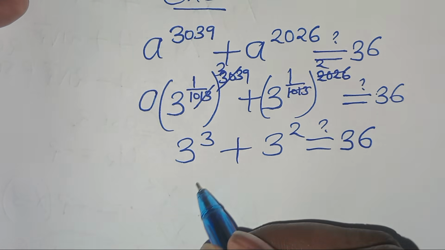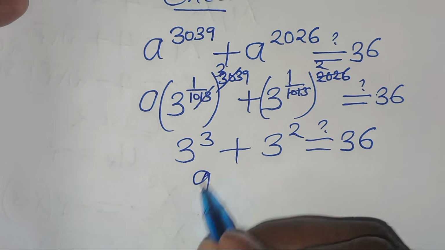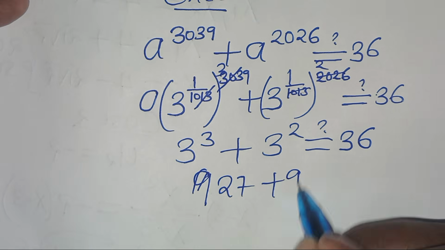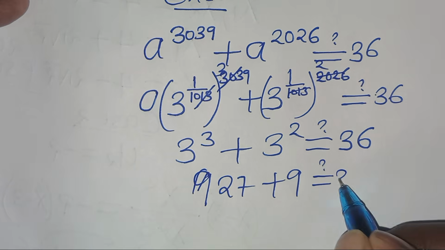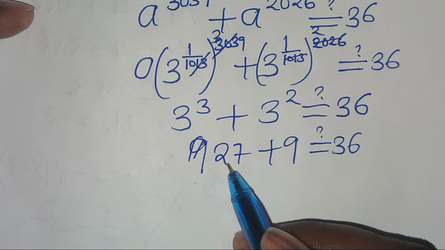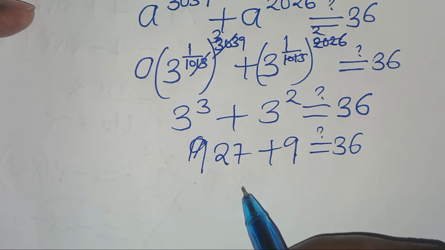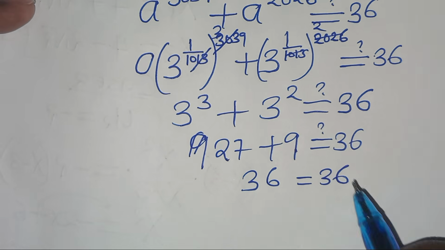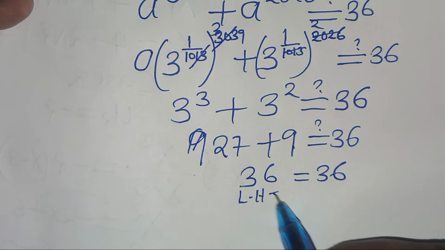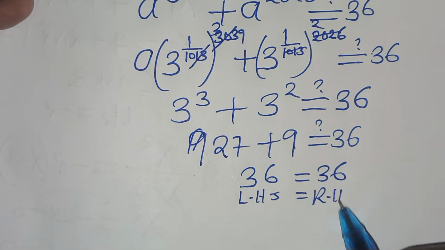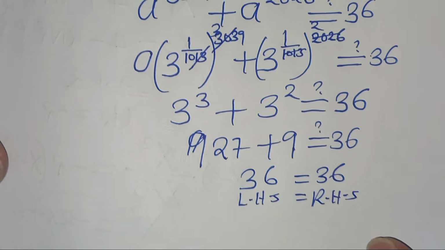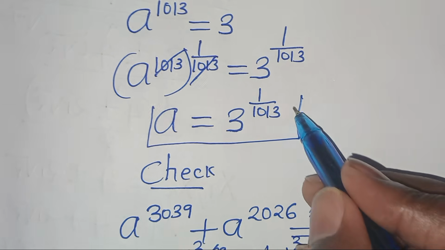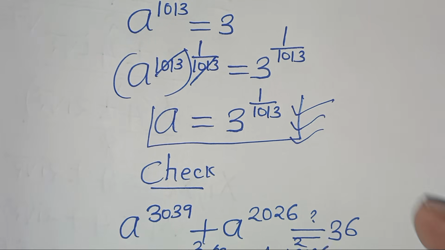So 3 to the power of 3 is 27, then plus 3 to the power of 2, which is 9, and this should give us a value of 36. So this is 27 plus 9, which is equal to 36. So the left hand side is equal to the right hand side. And this implies that A, which is 3 to the power of 1 over 10, 13, satisfies the equation.